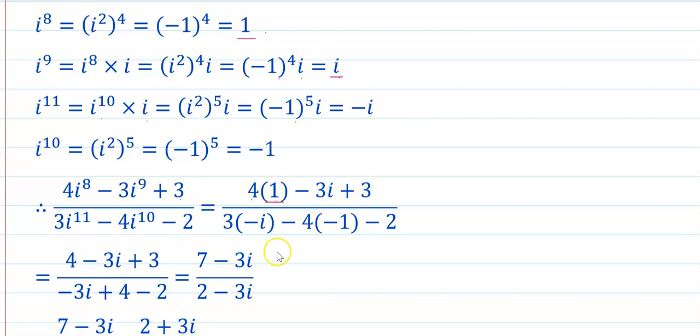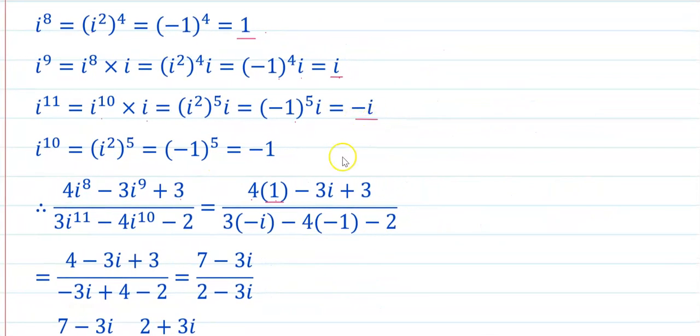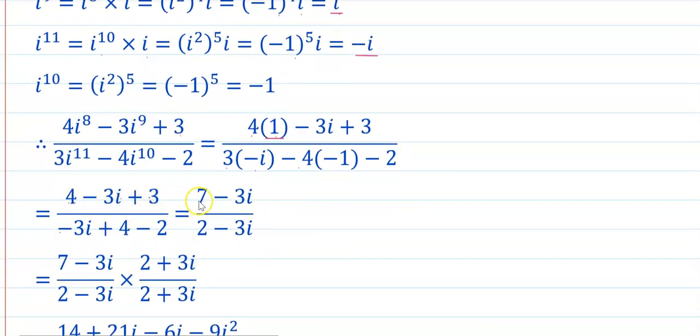Next, this is a 3. 3 into i raised to 11. But what about i raised to 11? It is minus i. That is 3 into bracket minus i. Next, minus 4 into i raised to 10 means what? Minus 1. 4 into minus 1. Minus 2. And then simplify. 4 into 1, you are getting 4. Minus 3i plus 3. Minus 3i. Minus minus will become plus, minus 2. 4 plus 3, 7 minus 3i. Now 4 minus 2, you are getting 2 minus 3i. This is the number.